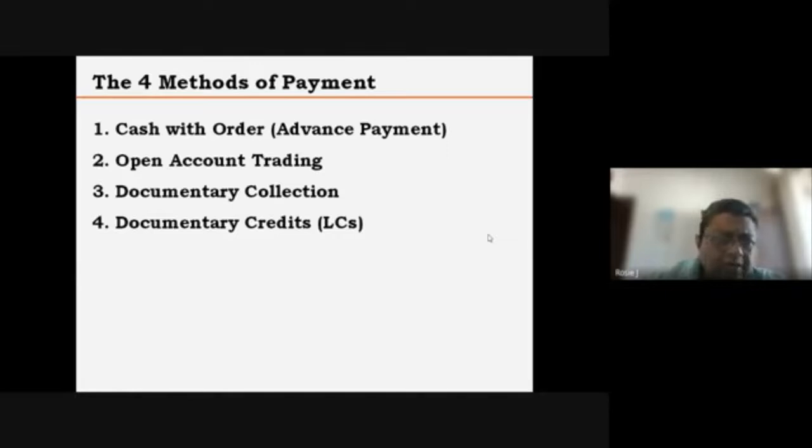So how do they make payments in international trade? What are the methods of making payments in international trade? How is it done? What are the systems? What are the risks? That is what I will cover next.